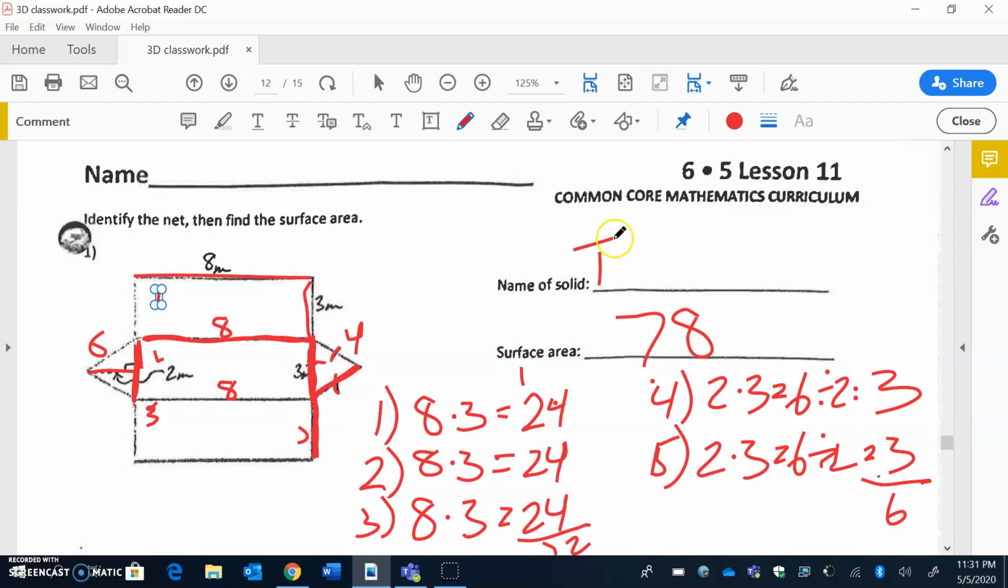This is our triangular prism. And the reason why it's a triangular prism is because I see all the rectangles, which is what makes it a prism. Triangular because the bases are both triangles.